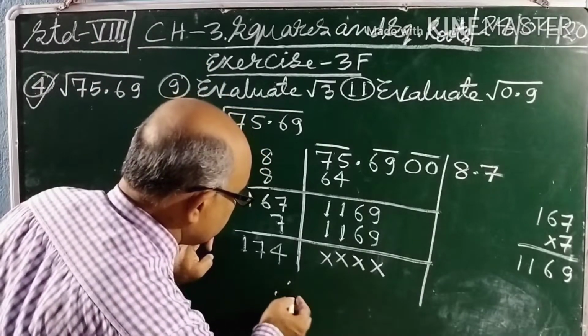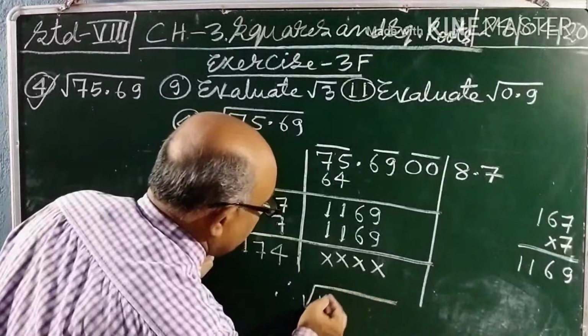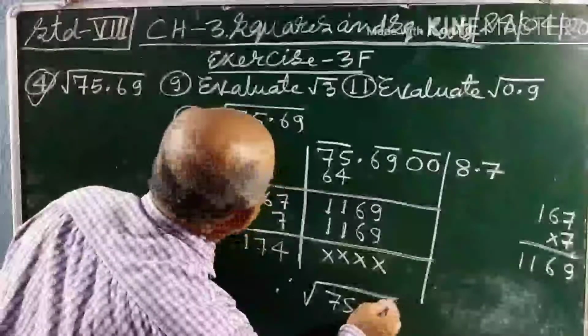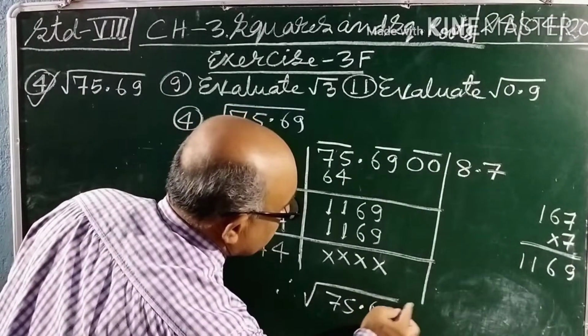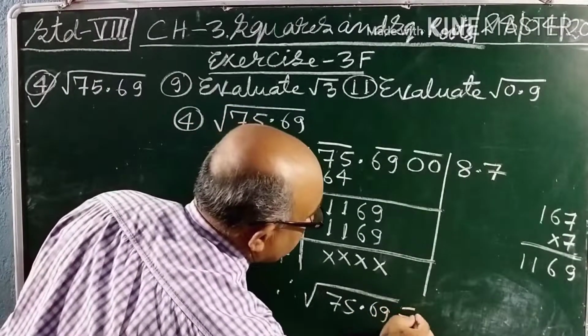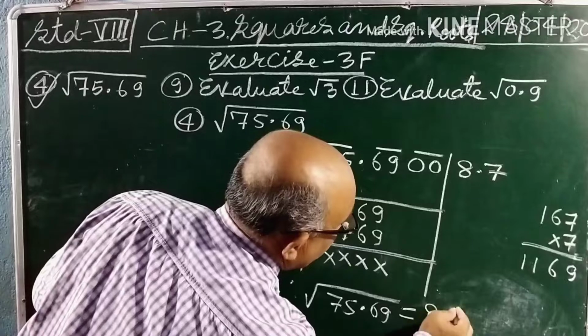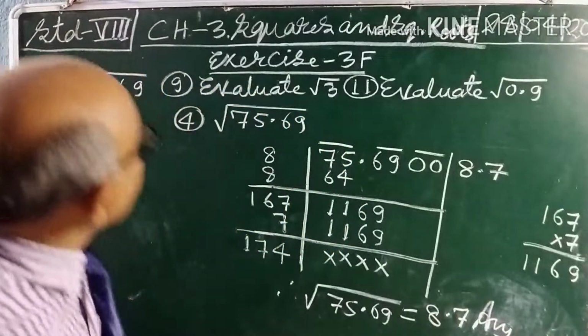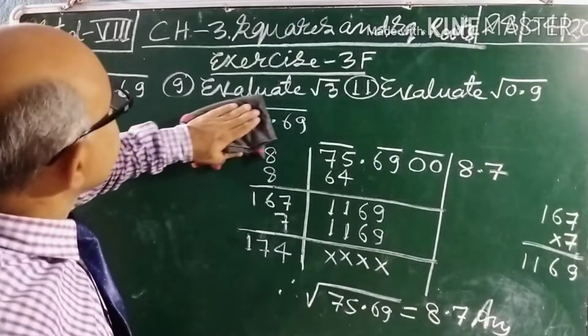Therefore, the square root of 75.69 equals 8.7. Answer. Write it and next question.